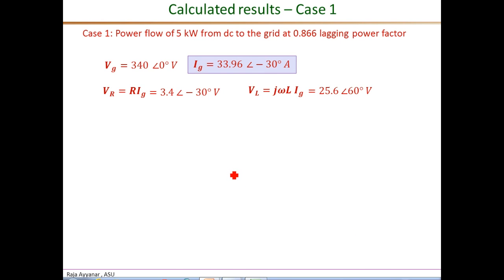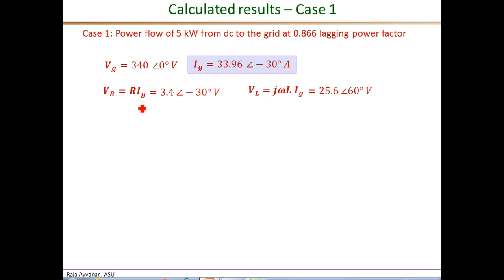Okay, so we used phasor analysis to calculate the various quantities of interest. For case 1 of 5 kilowatt from DC to the grid at this lagging power factor, we used the grid voltage as the reference phasor, 340 angle 0, and for the given power and power factor, we calculated the grid current to be this phasor. So when we do the simulation, we will verify that the grid current comes out to be exactly this sine signal of 33.96 amperes peak, and it lags the grid voltage by 30 degrees.